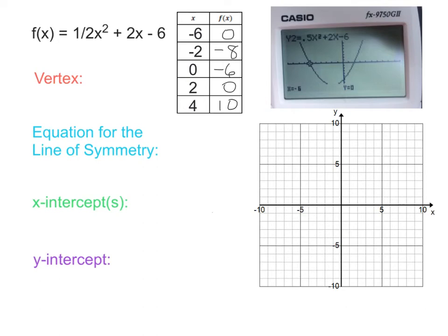All right, so now let's go ahead and plot these points on our coordinate plane. So we have -6, 0, which is right here. Okay, right there. And then we have -2, -8, so -2, -8. And then we have 0, -6, and 2, 0, and 4, 10. All right, kind of large dots there.